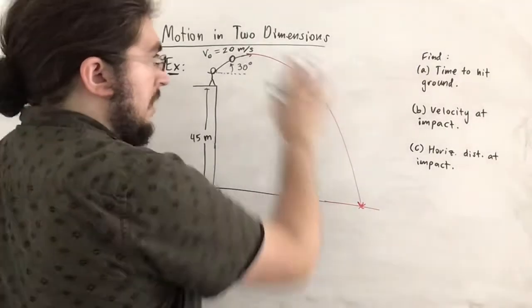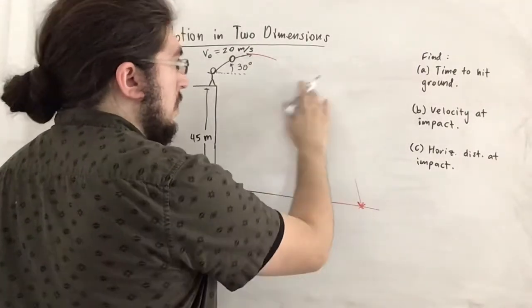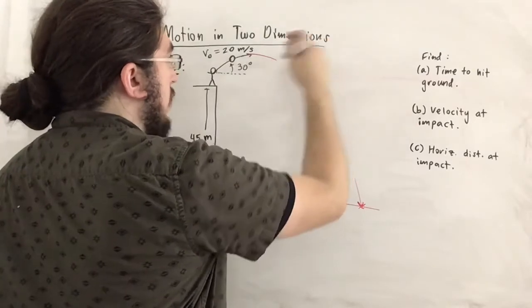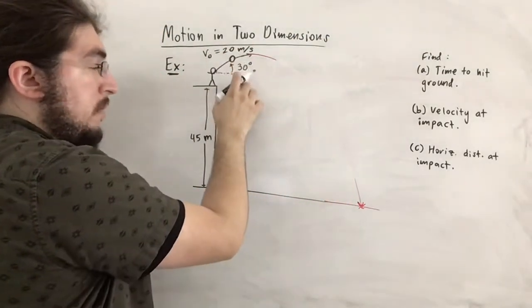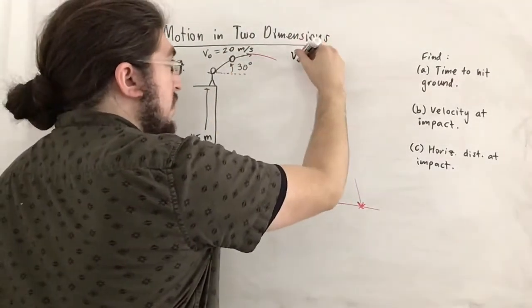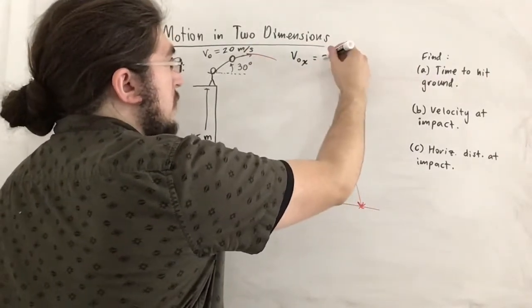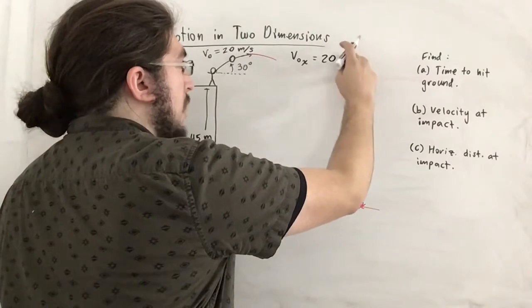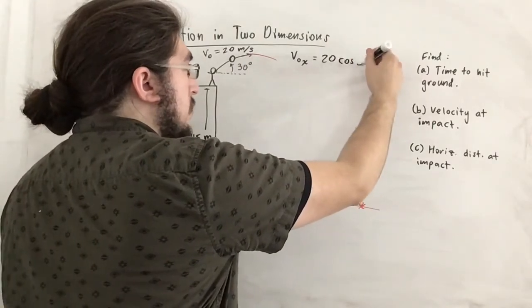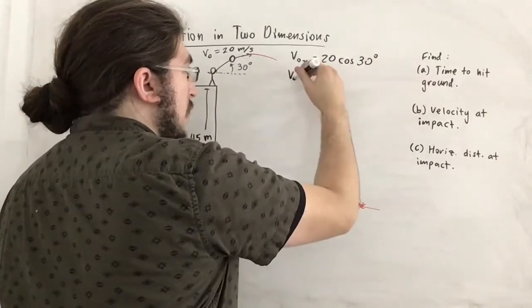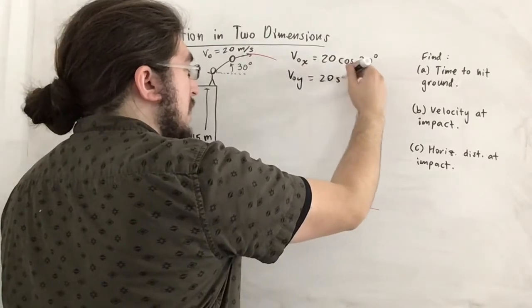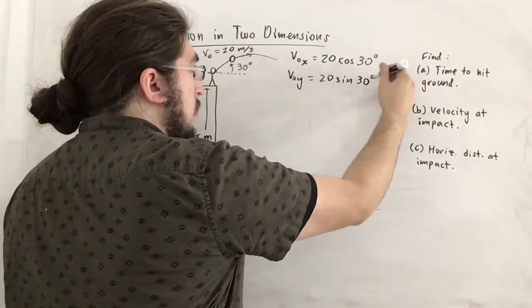So allow me to draw in this space here. I'm going to erase this a little bit. So we start off with V naught equals 20, and we're given this angle. So right away we can find V naught x and V naught y. V naught x is going to be 20 times cosine of 30, and V naught y is going to be 20 times sine of the angle. So we'll find out what each of these are.